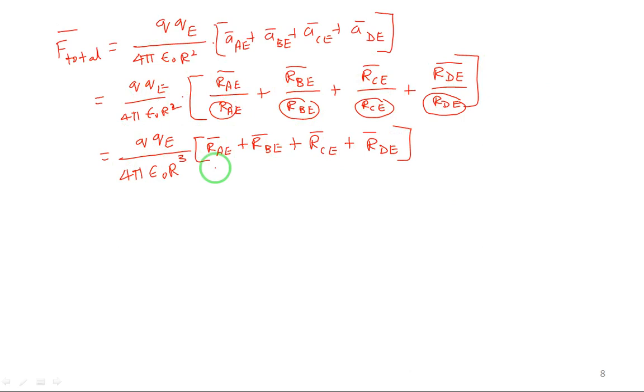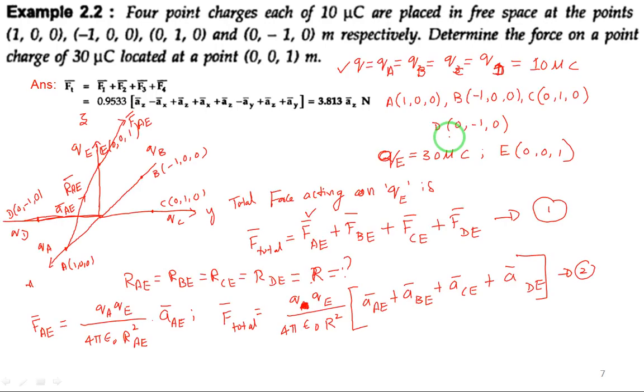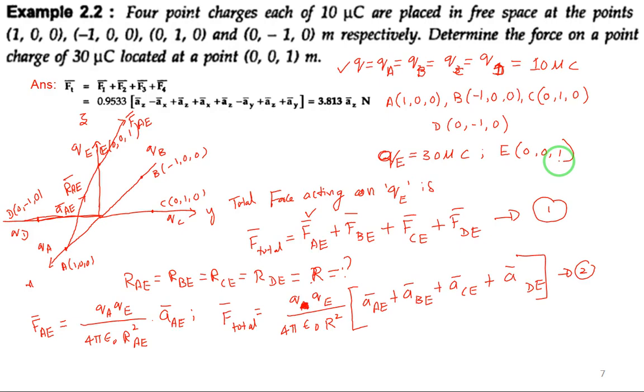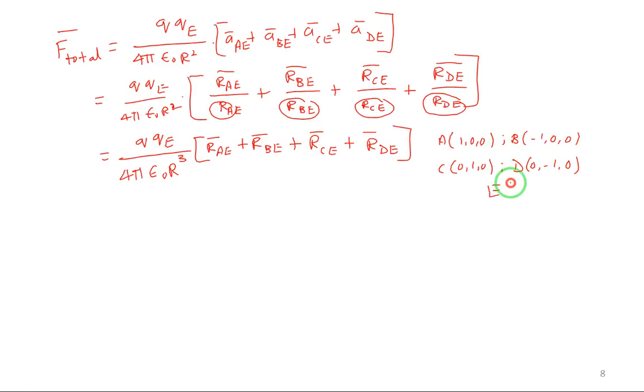Alright, one by one we will do. First, what is RAE? We will find out the distance vector, but for that I need the points. So for my reference I will write the points here by looking at the previous slide. A is 1 0 0 and B is minus 1 0 0 and C is, I think, 0 1 0. Let me check it later on. D is 0 minus 1 0, I think. Let me check it. C is 0 1 0. Yes, fine. D is also fine. E is 0 0 1.